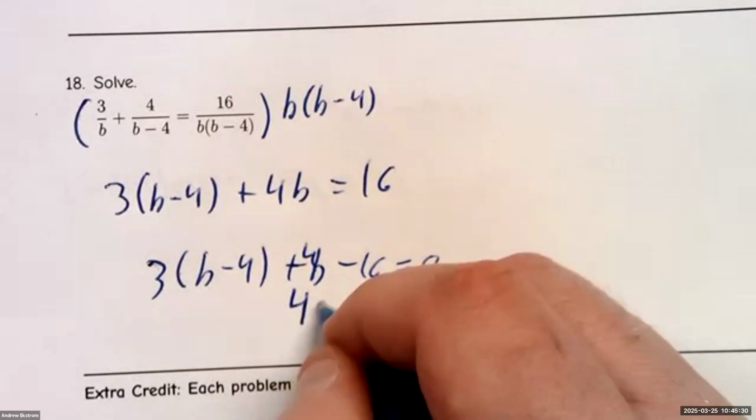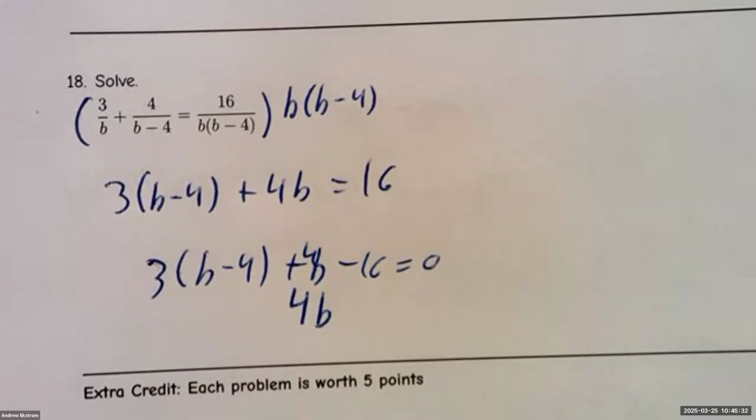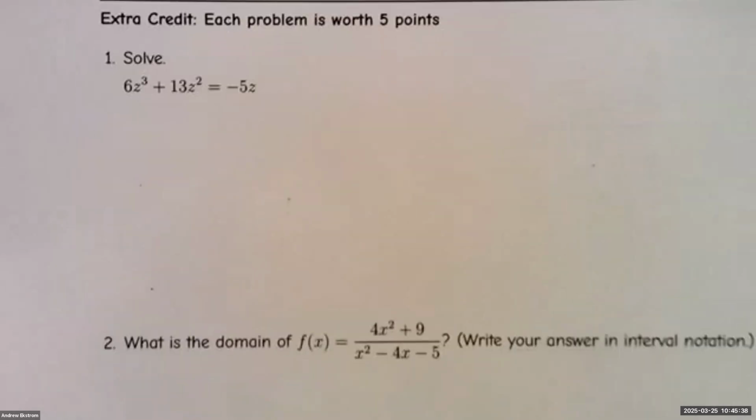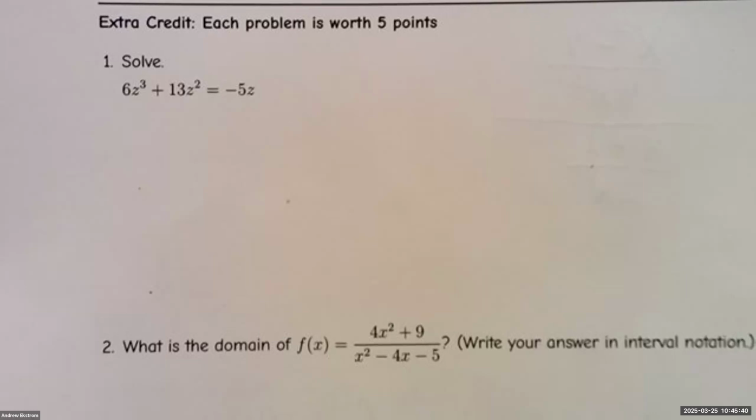So that should actually be a 4b right there. Just as it is, graph it. You'll see where it comes through. With the extra credit, what can you do with the extra credit problem that's right there? Graph it, right?